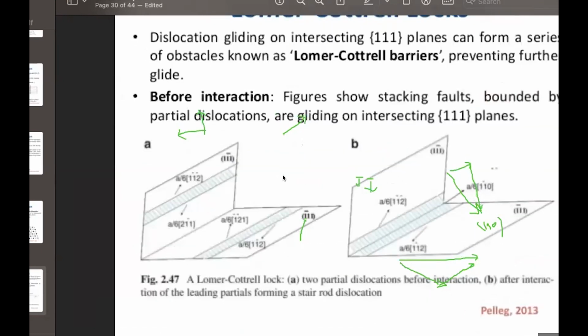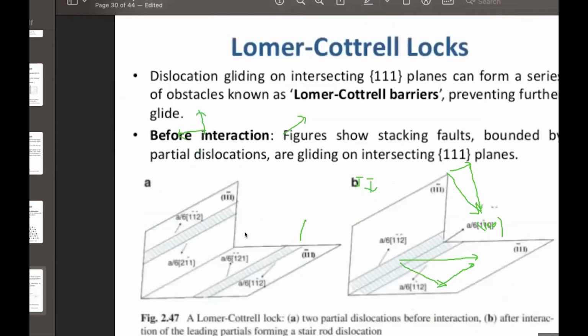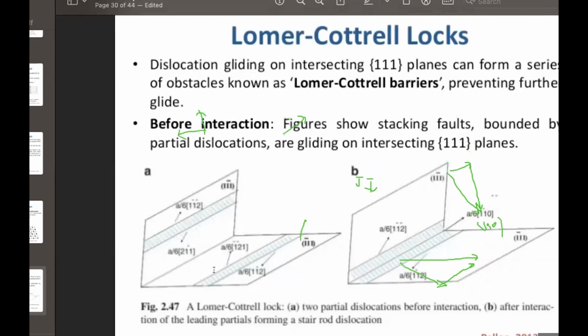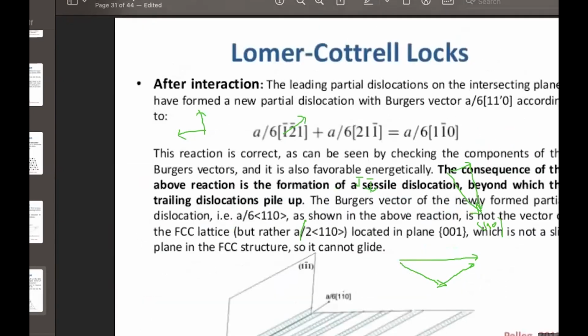And I'm sure you guys remember the Lomer-Cottrell rules. Once we have 2 different planes, and the edge dislocation decomposed into two Shockley partials. Once these Shockley partials came together at the junction, which is called the Lomer-Cottrell junction, they create the stair-rod dislocations. These are the stair-rod dislocations, and the energy is very favorable. That is why we see high hardening in FCC.